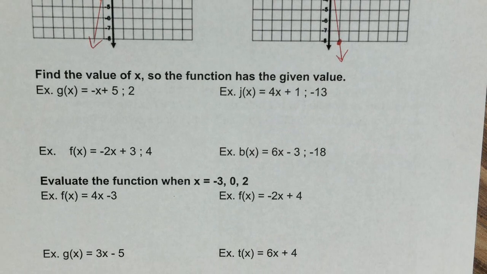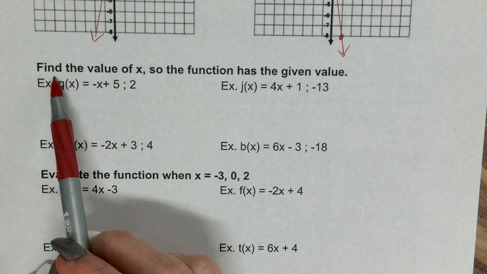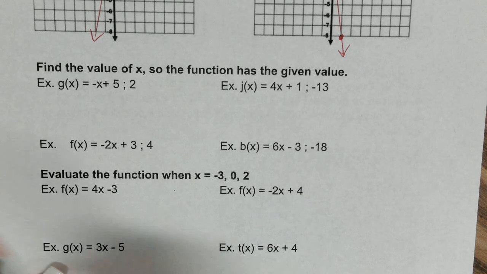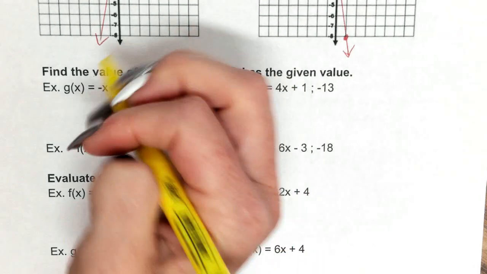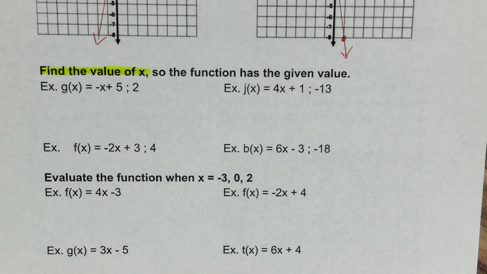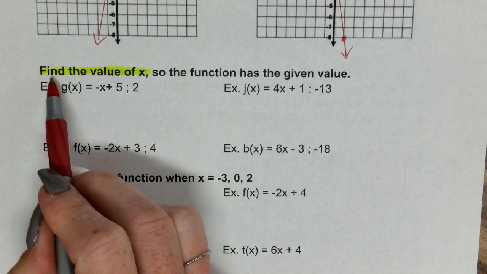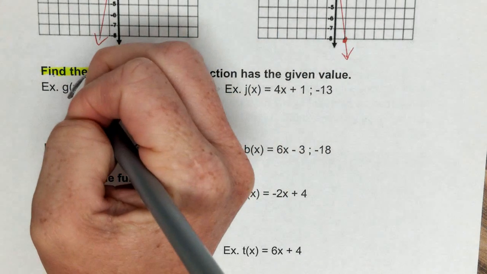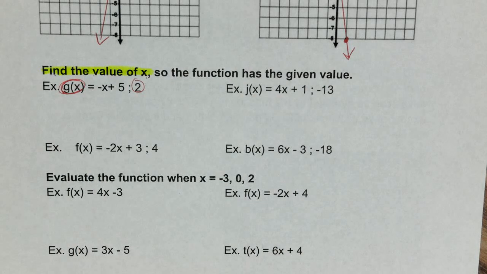On the next part, it wants you to use a function to solve for a given input or output, so you have to just read what it's asking for. This one says find the value of x so that the function has the given value. If it says find x, then you're not plugging in for x. You're plugging in for y, or the function, since there is no y. So you're basically making an equation and solving it.